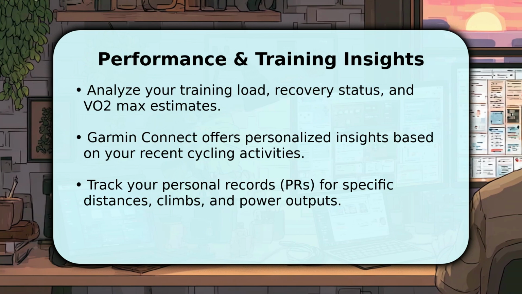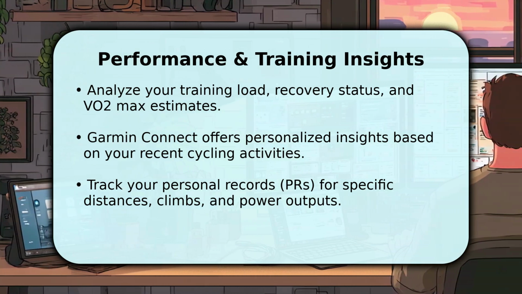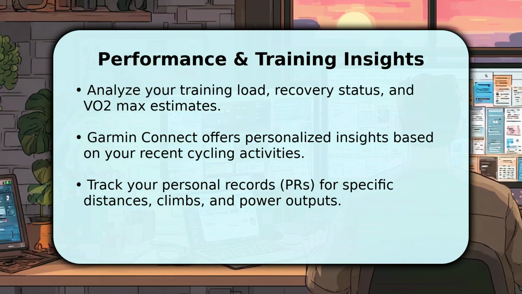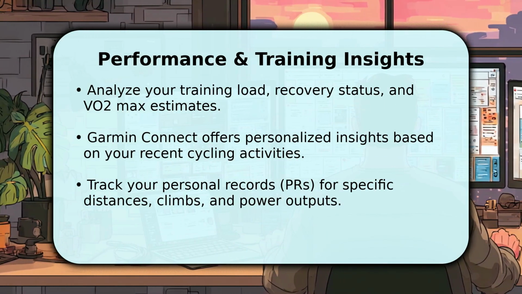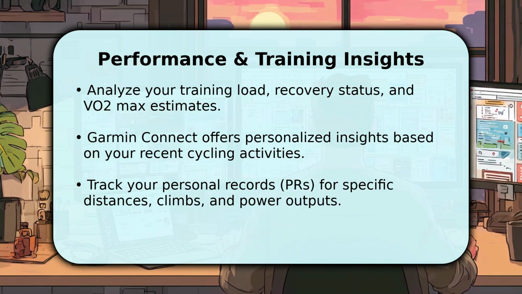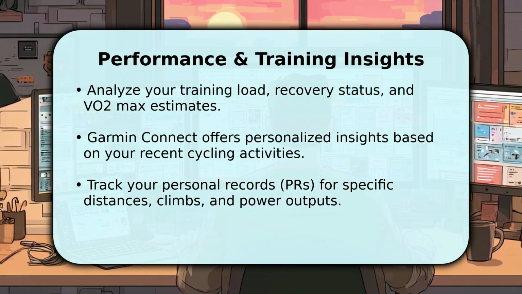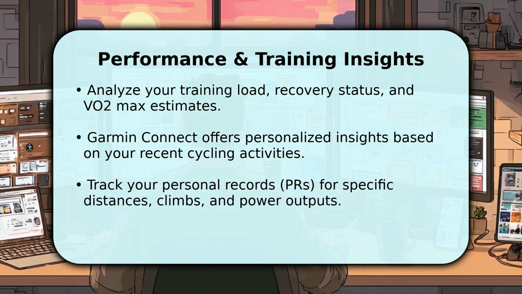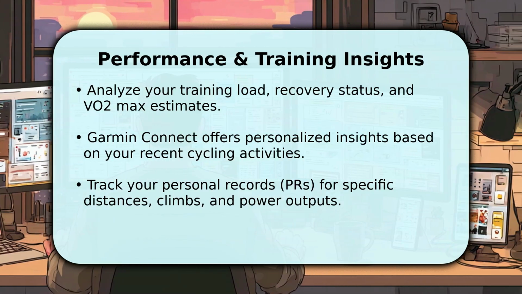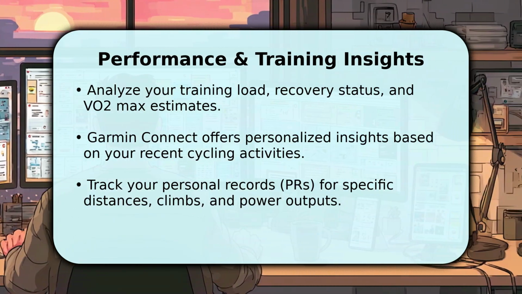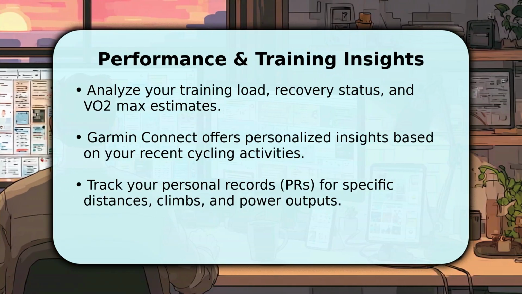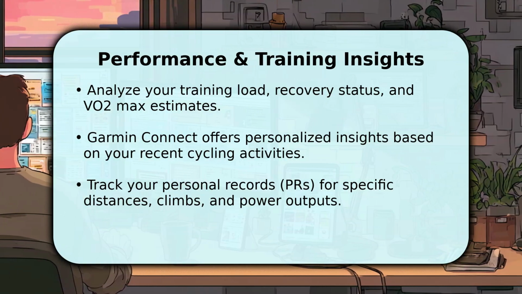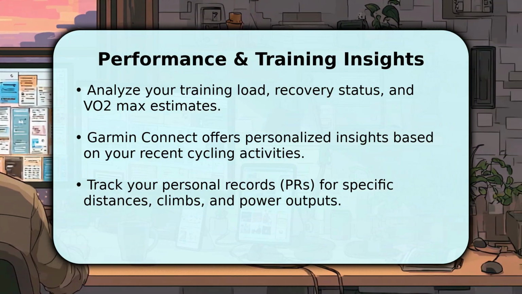Beyond just raw data, Garmin Connect offers powerful analytical tools to truly understand your cycling performance. It provides insights into your training load, helping you avoid overtraining and ensuring adequate recovery. You'll see estimates of your VO2 max and FTP, critical metrics for fitness assessment. The platform also diligently tracks all your personal records, celebrating your achievements across various distances and power zones. Regularly reviewing these trends allows you to refine your training plan effectively and see your progress clearly.